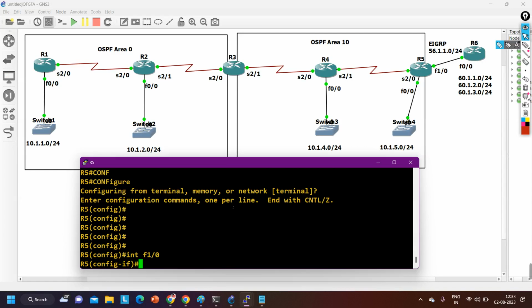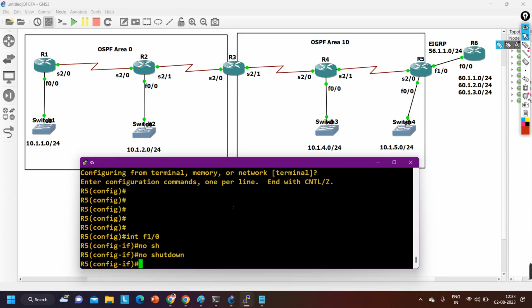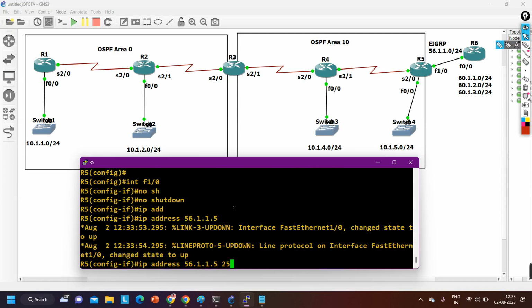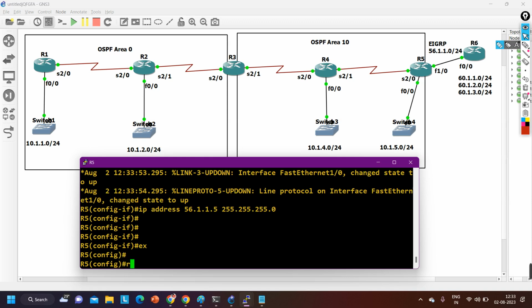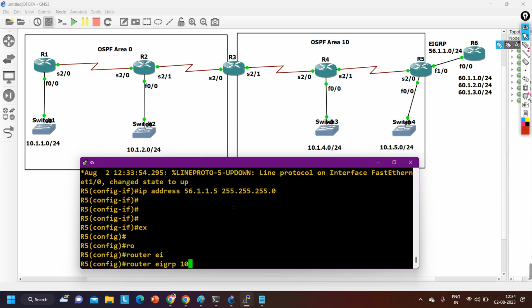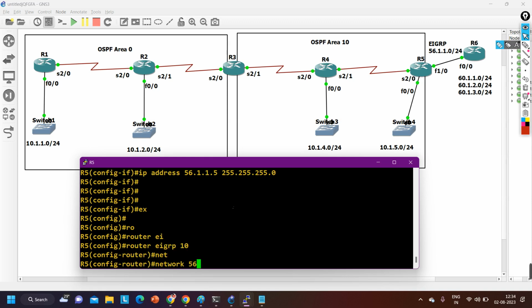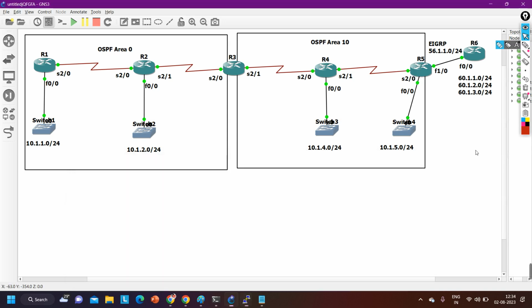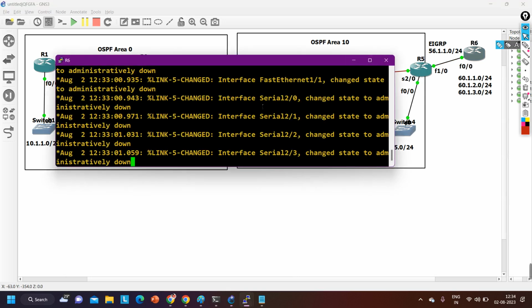Interface F1/0, no shut, IP address 56.1.1.5, 255.255.255.0, and router EIGRP AS number 10, network 56.1.1.0 0.0.0.255, and no auto-summary. I have configured EIGRP on router 5, and now let me configure router 6.